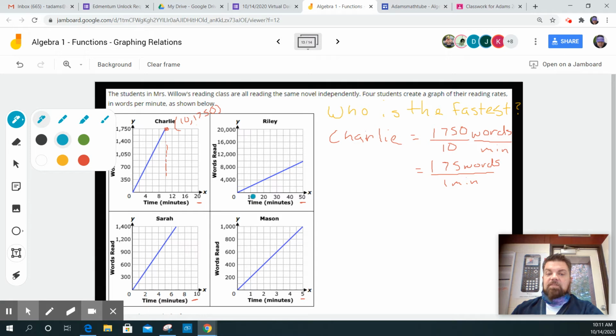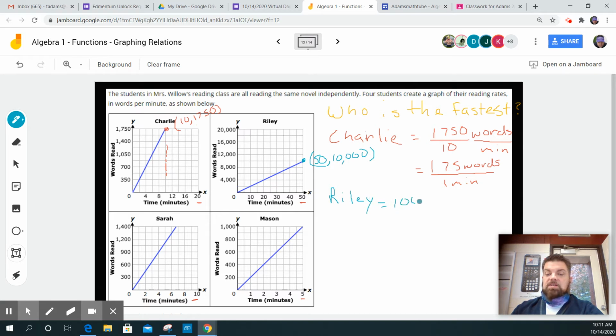Now for Riley, I've got to find the slope of the line. So we look at this point here, and that looks like that point is 50, comma 10,000. Wow. So for Riley's per unit rate is going to be 10,000 words per 50 minutes. So I've got to do that on a calculator.